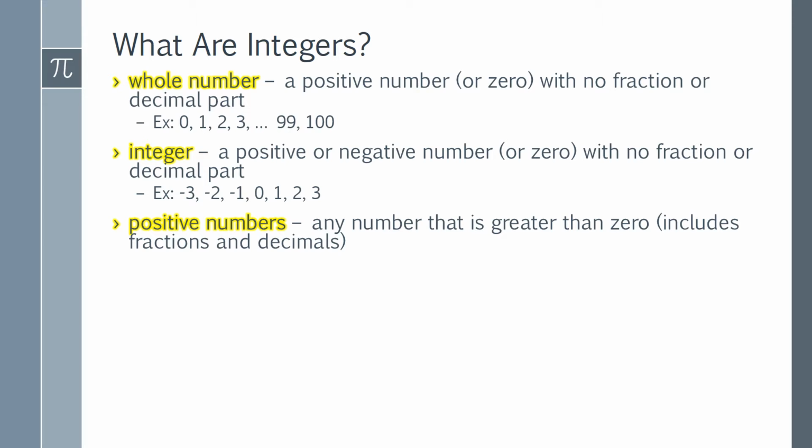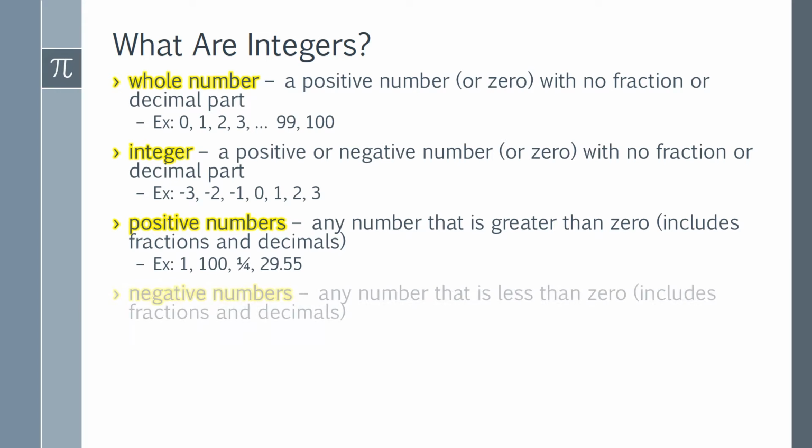Positive numbers are any number that is greater than 0. This does include fractions and decimals. Here are some examples: 1, 100, 1/4, and 29.55, or 29 and 55 hundredths. Negative numbers are any number that is less than 0, and this includes fractions and decimals. Here are some examples: negative 1, negative 100, negative 1/4, and negative 29.55.